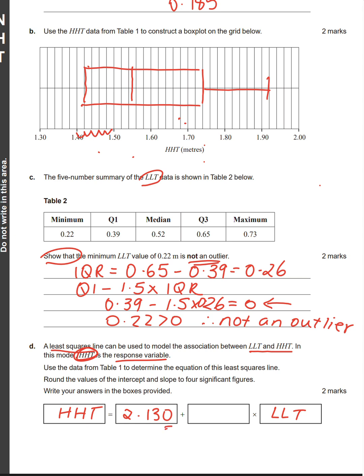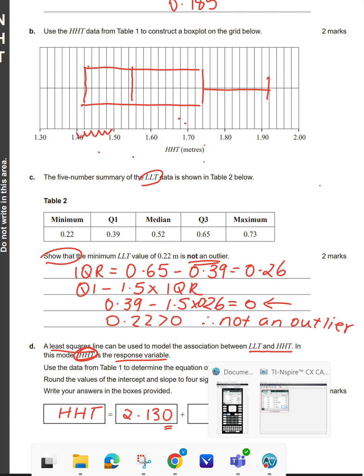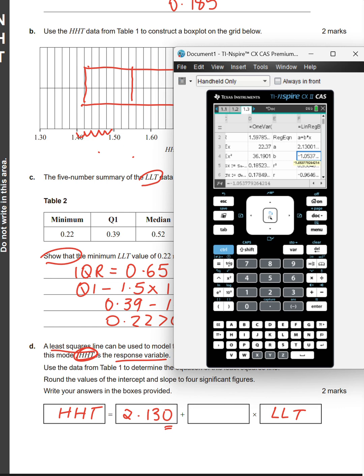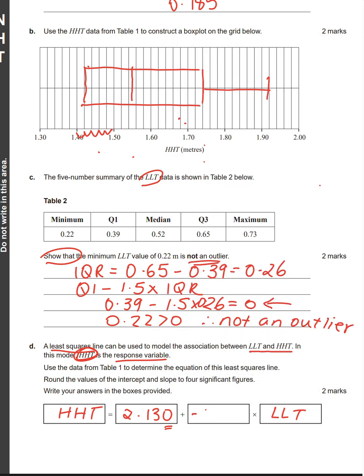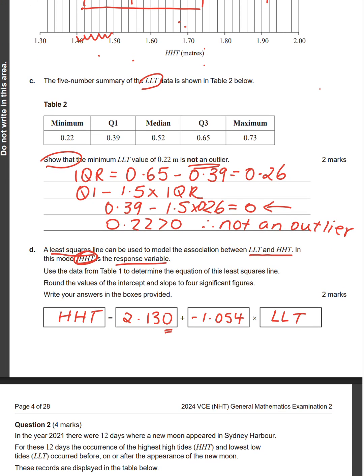Now that 0 is important because it is a trailing 0 after a decimal point. And then our other one was negative 1.054. And that's a plus, so we need to make sure we write the negative 1.054. Okay.